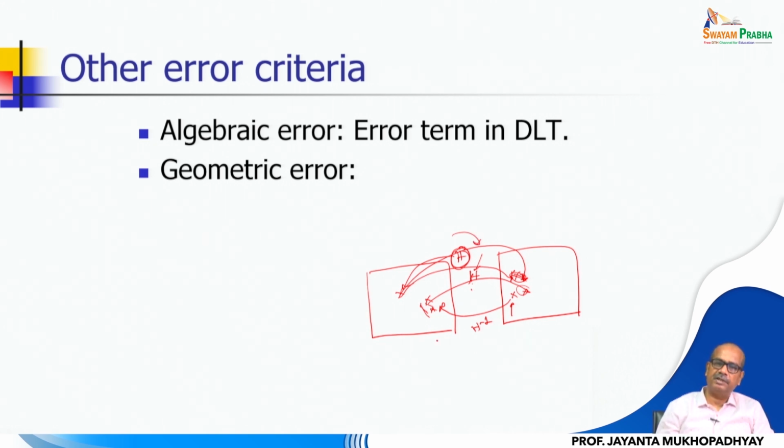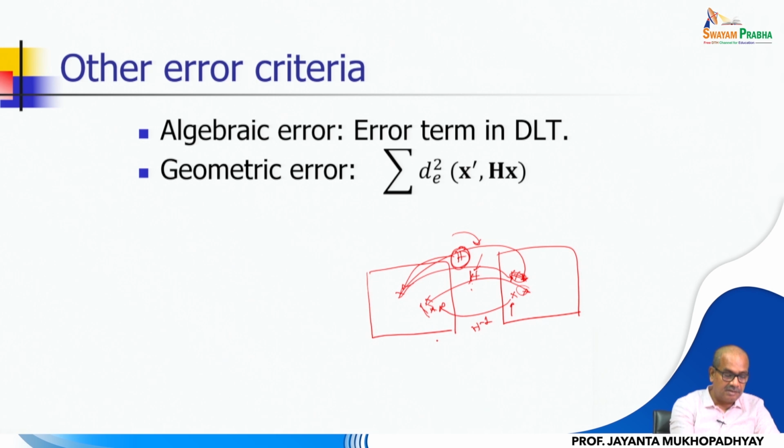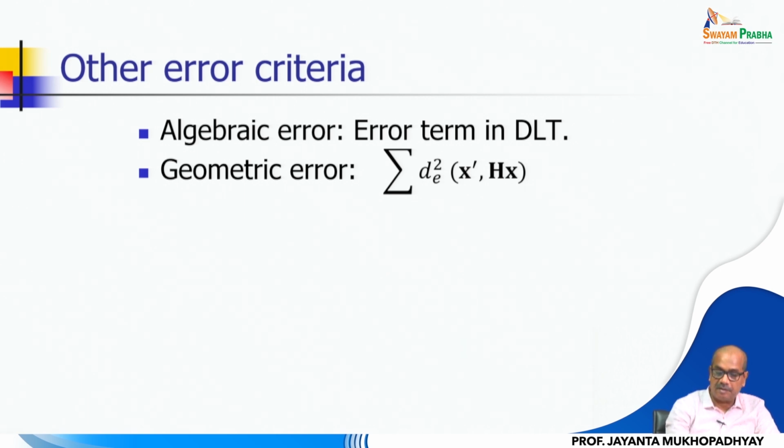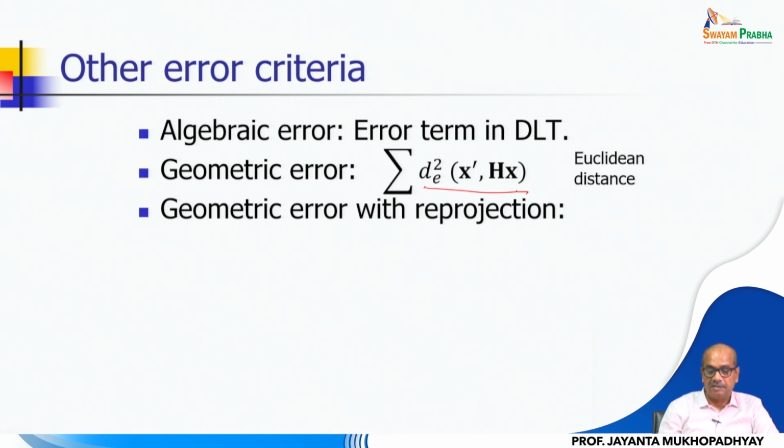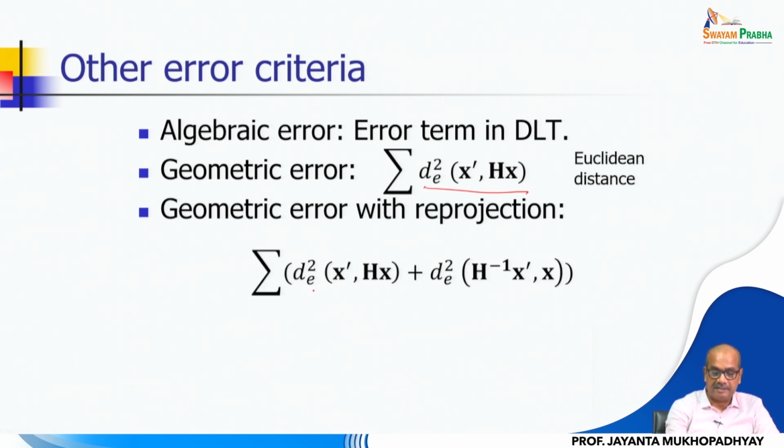I can go with only projection error, or I can go with both projection and reprojection error. This is a geometric error, which is a projection error, and the sum of squares of all these projection errors defines the corresponding optimization criteria. So we are considering Euclidean distance, or geometric error with reprojection. As you can see, I have considered both the deviations from the mapped point to the observed point, and from the inversely mapped point to the observed point.